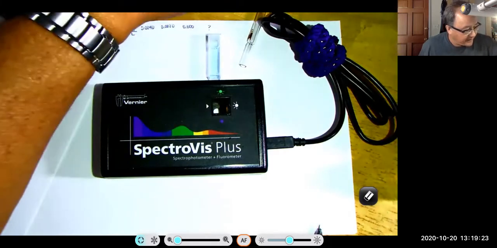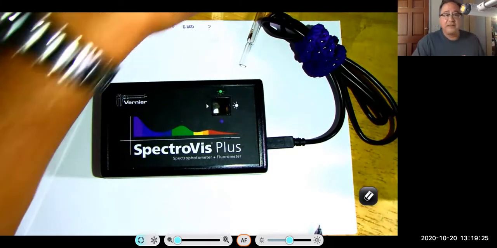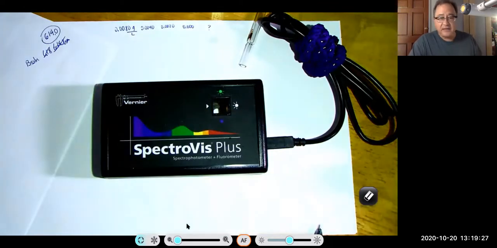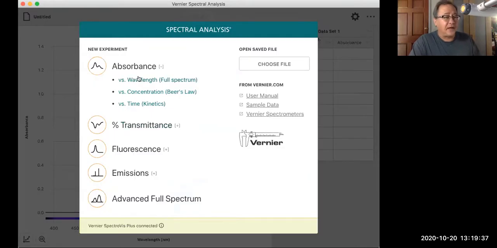And now I'm going to share the program with you. So new share, and here is the program. We're going to do a Beer's law calculation here.